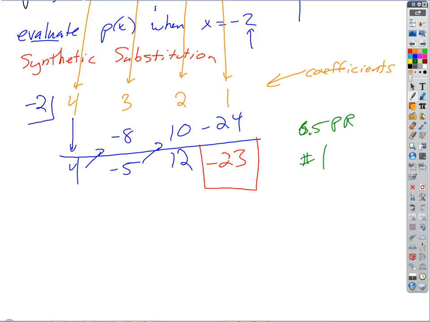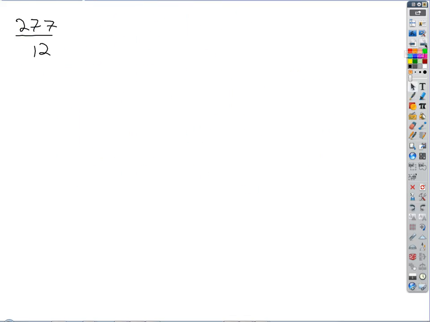Okay, so that's synthetic substitution, and the good news is, if you know that, you just did half of what we have left to do. It's just a different context, but exactly the same process. Now, here's the part you've got to really pay attention for, because this is a little bit harder. We're going to do polynomial long division. That just sounds hard, and it is. It's not super difficult, but it's a long process.